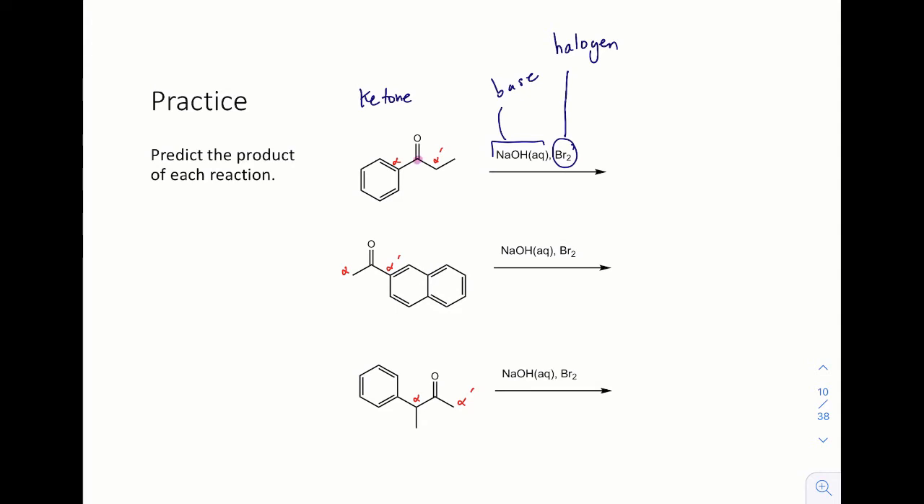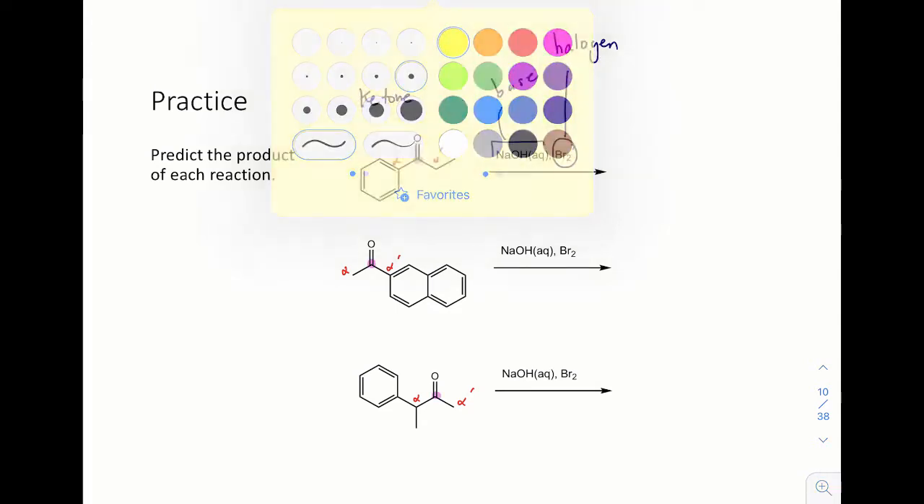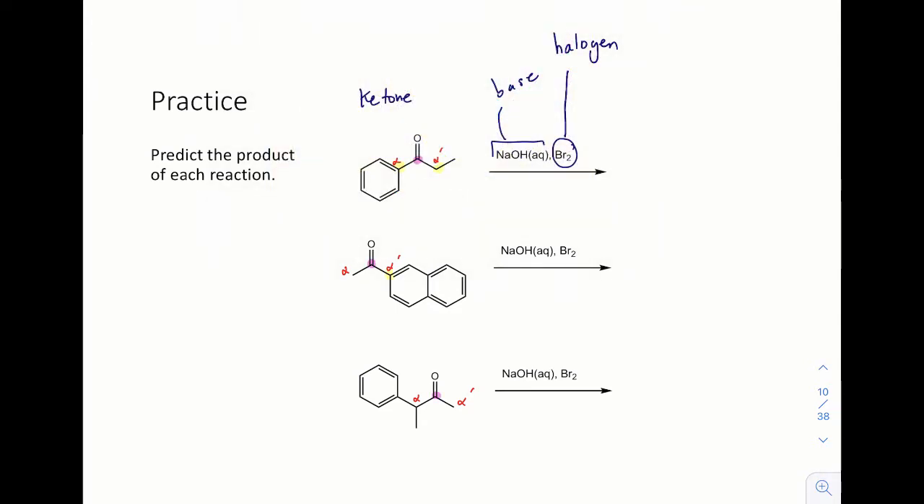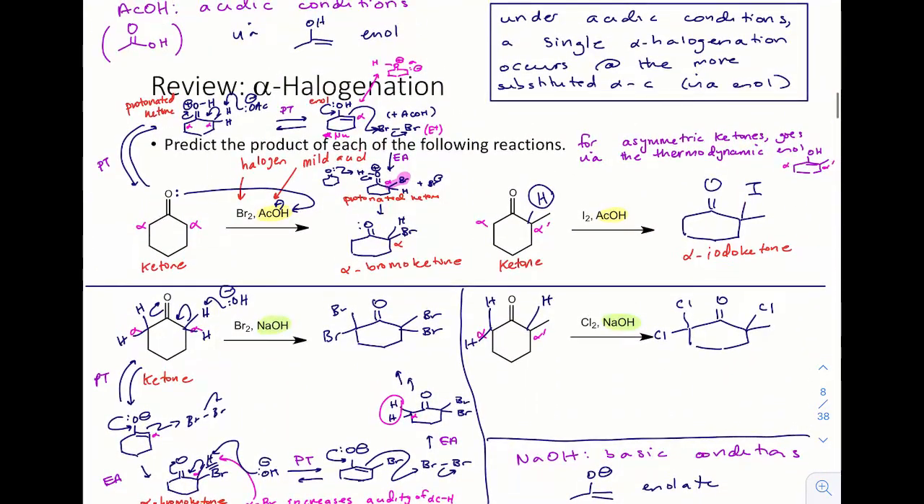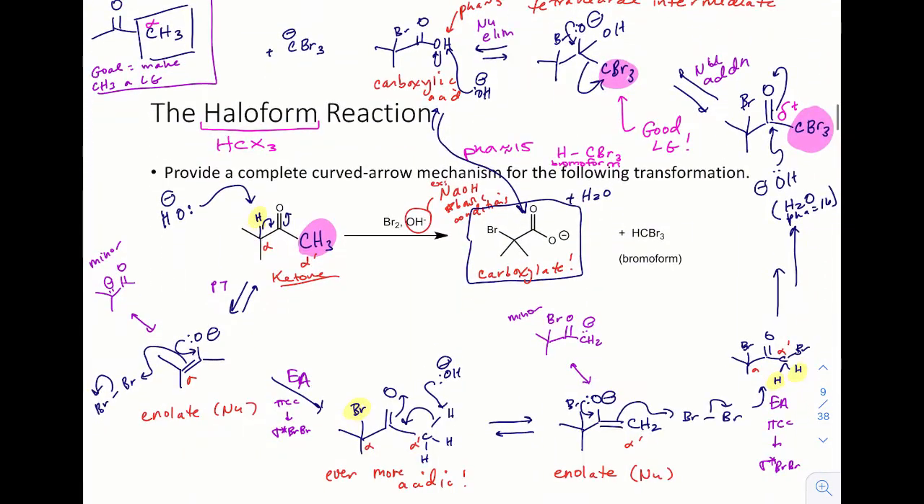So I have identified the carbonyl carbons. I have identified the alpha carbons. Now, some of the alpha carbons do not have alpha hydrogens. For example, there are no alpha hydrogens on that alpha carbon. The same here. However, we know that under basic conditions, all of the alpha CH bonds will be replaced with bromine, just as we saw when we reviewed, and again when we learned the haloform reaction.